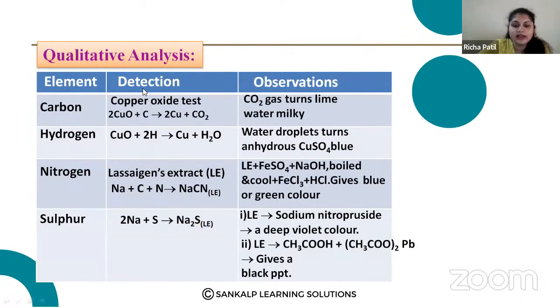So next we'll see qualitative analysis. These are some of the elements. What do you mean by Lassaigne's extract? These are some of the elements like carbon, hydrogen, nitrogen, sulfur, and halogens. These can be estimated by using qualitative analysis.